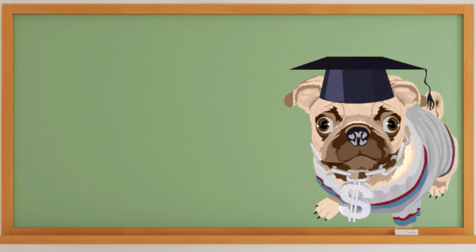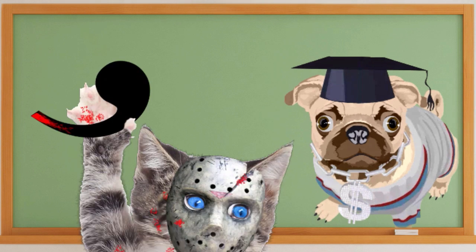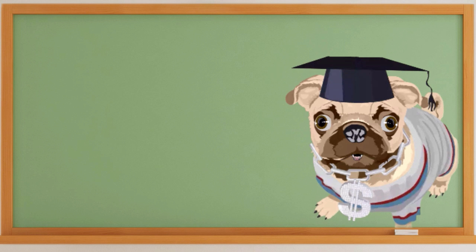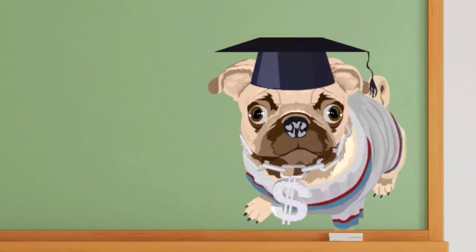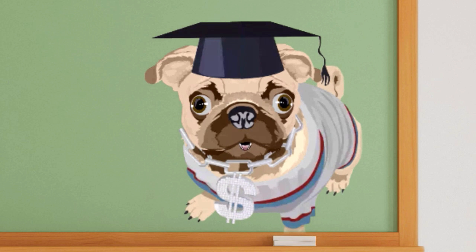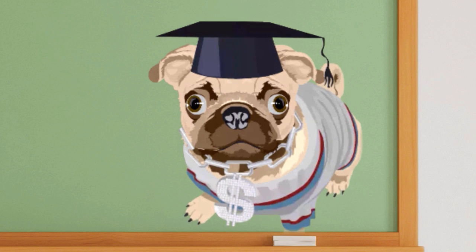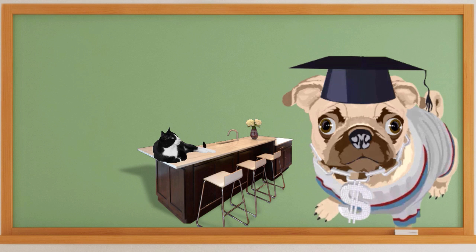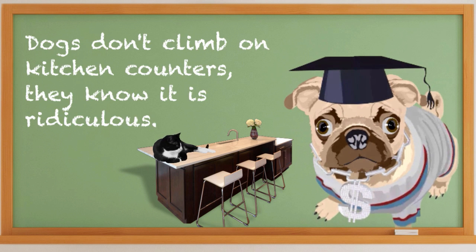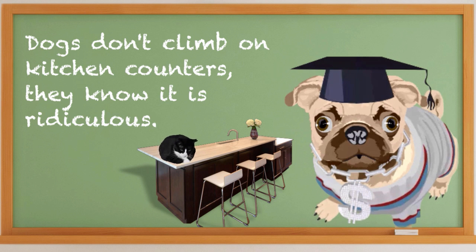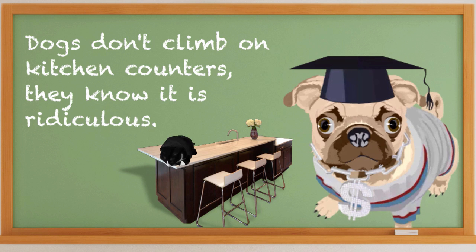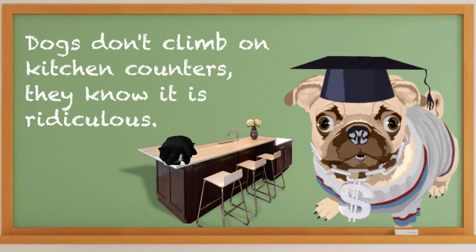Oh, and watch that comma splicing. A comma splice is another type of run-on sentence. It occurs when a comma is inserted to connect two clauses that could be completely independent sentences. So, to use a wonderful example of canine supremacy in the sentence, "Dogs don't climb on kitchen counters, they know it is ridiculous," simply insert a coordinating conjunction after the comma to make the sentence correct.